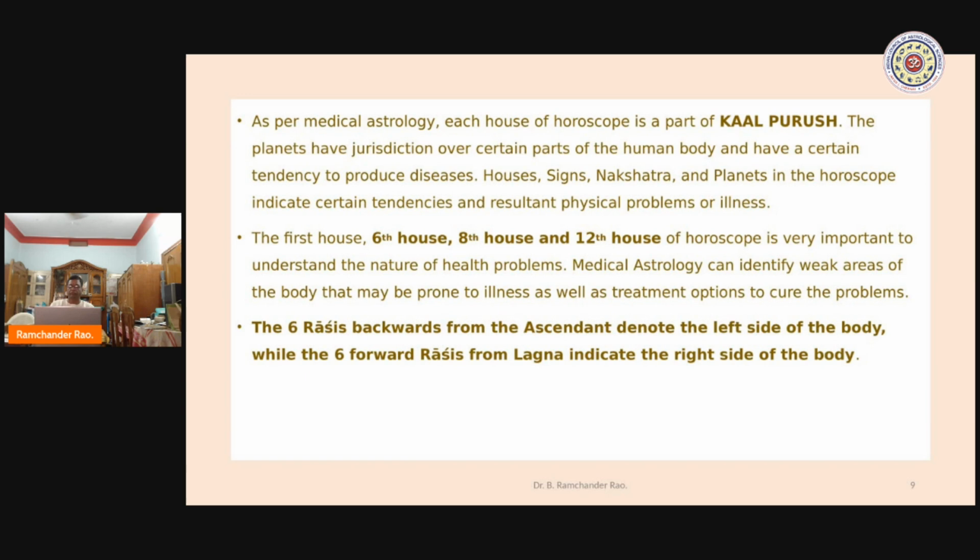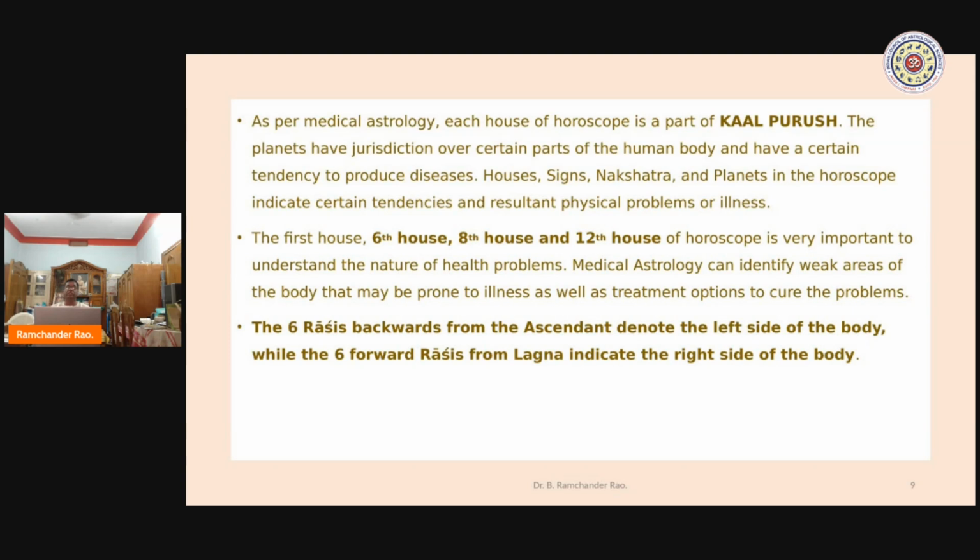As per medical astrology, each house of the horoscope is a part of the Kalapurusha. The planets have some jurisdiction over certain parts of the human body and have a certain tendency to produce disease. Everything is fixed as per the Kalapurusha. If you take the first house, it depends only on the brain and so on.